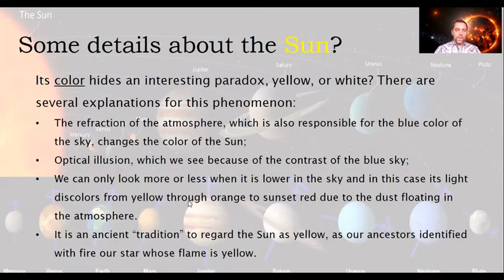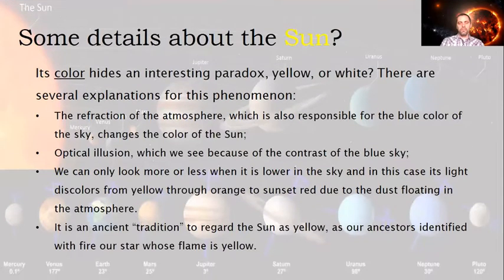I'm also sure that everyone loves the sunrise and the sunset, I mean mostly the sunset because sunrise is too early, especially for me. We can only look more or less into the sun when it is lower on the sky. In this case, the light is discolored from yellow through orange to sunset red due to the dust floating in the atmosphere. And also there is an ancient tradition to regard the sun as yellow, as our ancestors identified it with fire, whose flame is yellow actually.